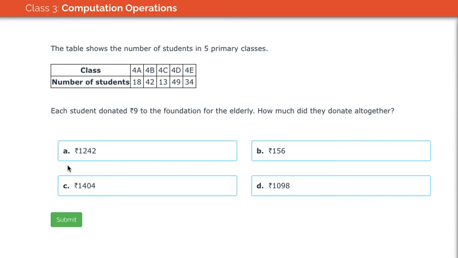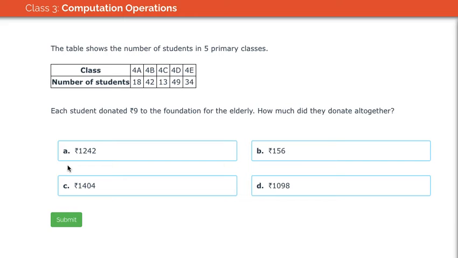That's perfect. The table shows the number of students in 5 primary classes. Each student donates 6 to the foundation for Earth Day. How much did they donate altogether? So let's add all of these numbers and multiply it by 9.